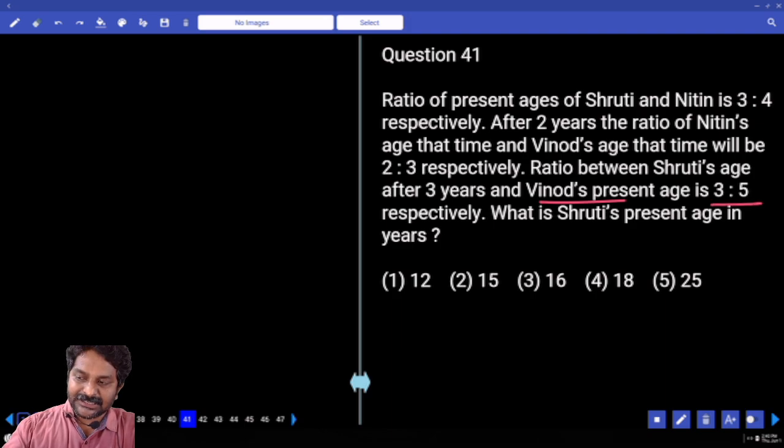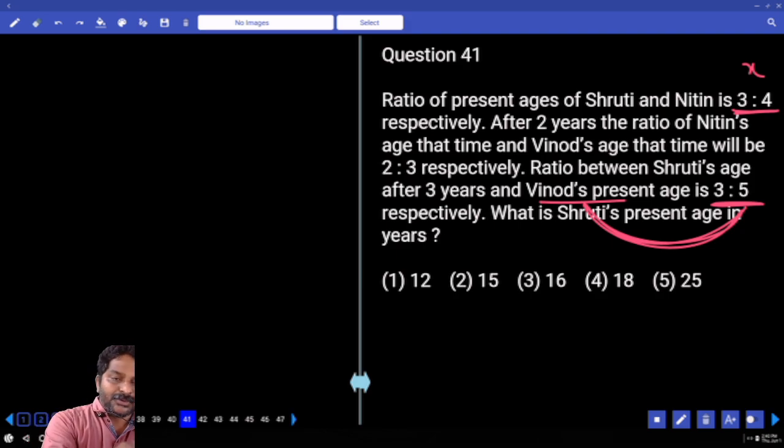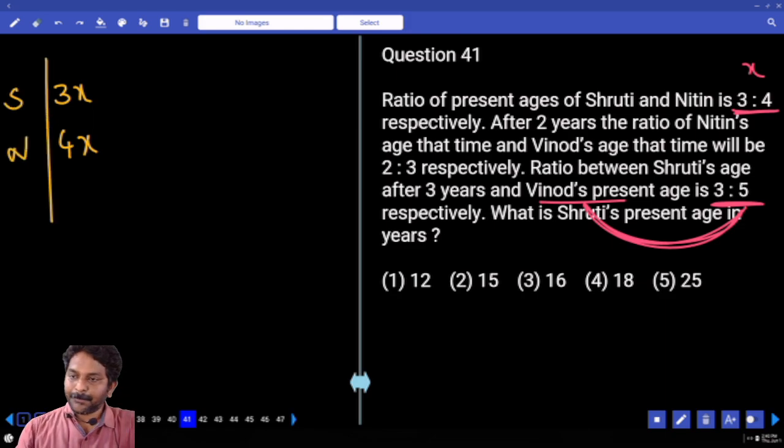Let us assume this in terms of parts. What is Vinod's present age? 5 parts, so let us treat this value as x. Shruti's present age is 3x. Nitin's present age is 4x. This is for Shruti and this is for Nitin.